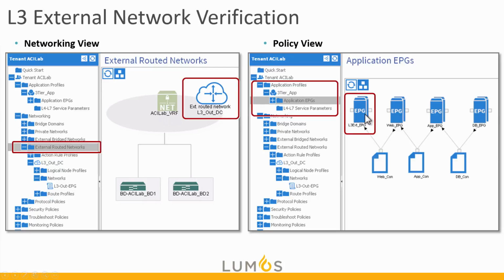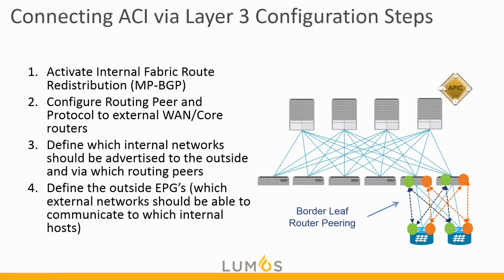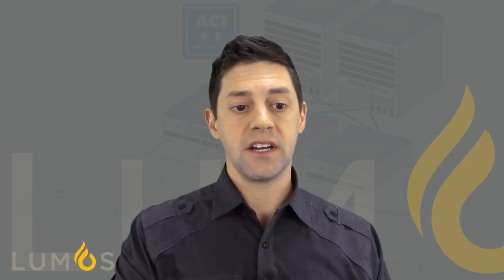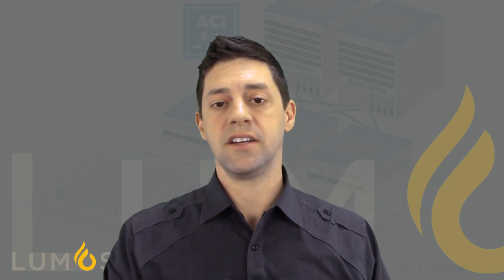So really the steps to configure L3 are to activate the internal fabric route redistribution, or MPBGP, to configure route peering, and then to define which internal network should be advertised to the outside and via which routing peers, and then to define those external subnets or EPGs, define the contracts, and provide and consume those.